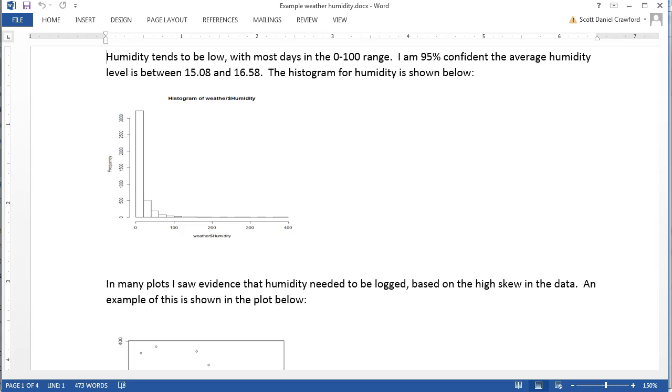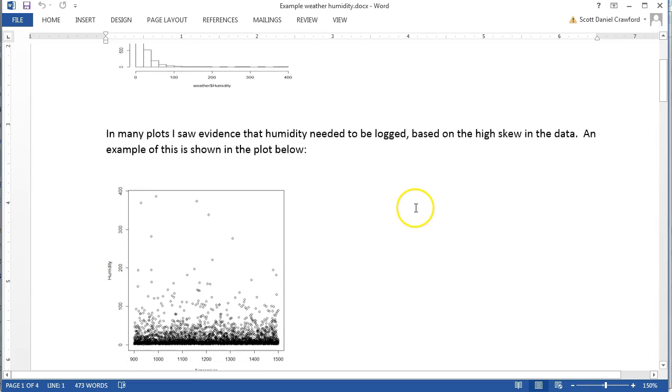So what am I going to tell the client? Well, let's start by talking about the response. Here's what it looks like. Here's where the average is with 95% confidence. Just kind of talking about here's the types of humidity that are typical. Now, what affects humidity?